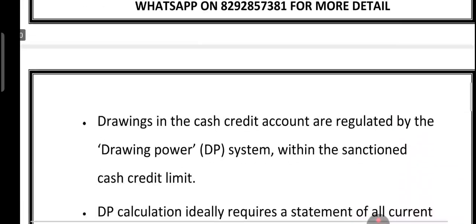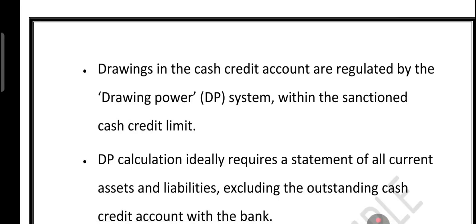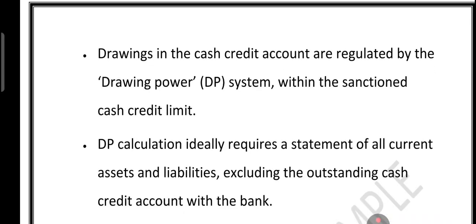Now what is the meaning of drawing power? Because most of the time you will hear this word, drawing power or DP. Drawing power is the actual amount the borrower can use from the CC account. It is not always the full sanction limit. It depends on the value of the current assets, like stock and receivables, minus current liabilities, like unpaid bills to suppliers. So that is how we calculate. We first write the value of current assets, then we subtract the value of current liabilities.